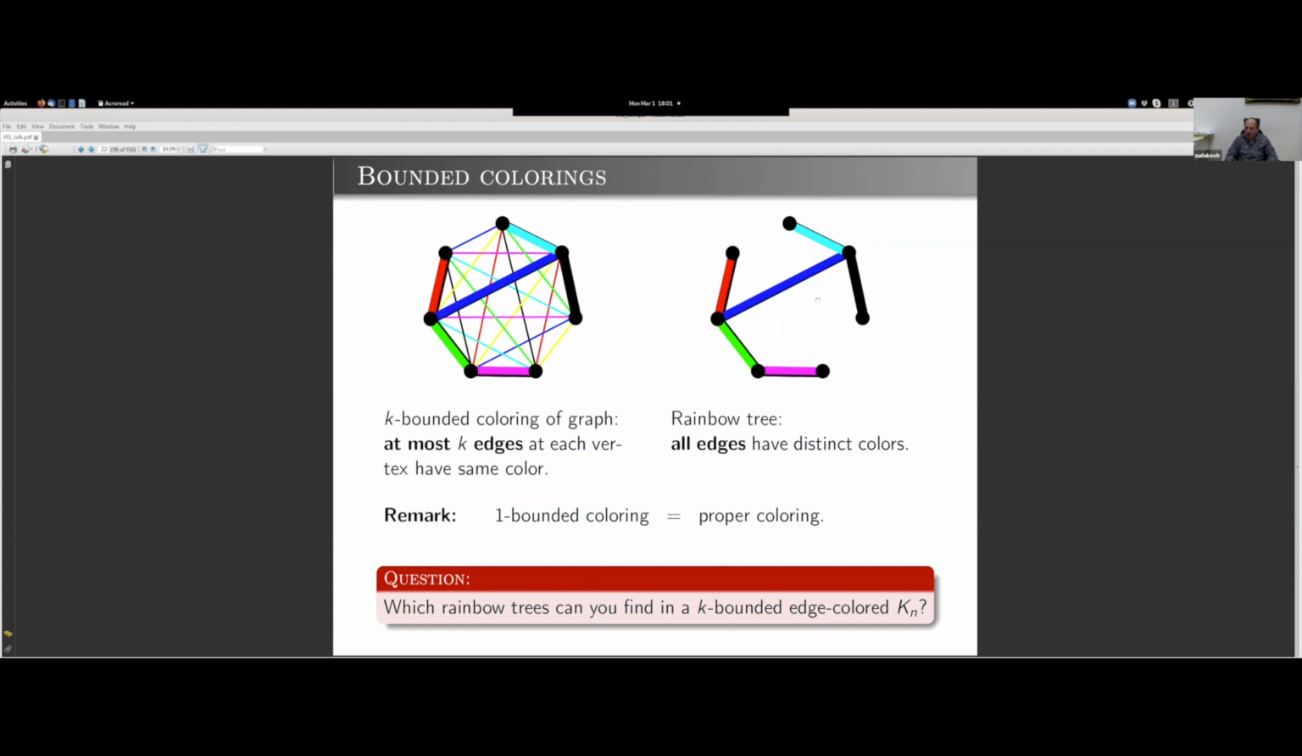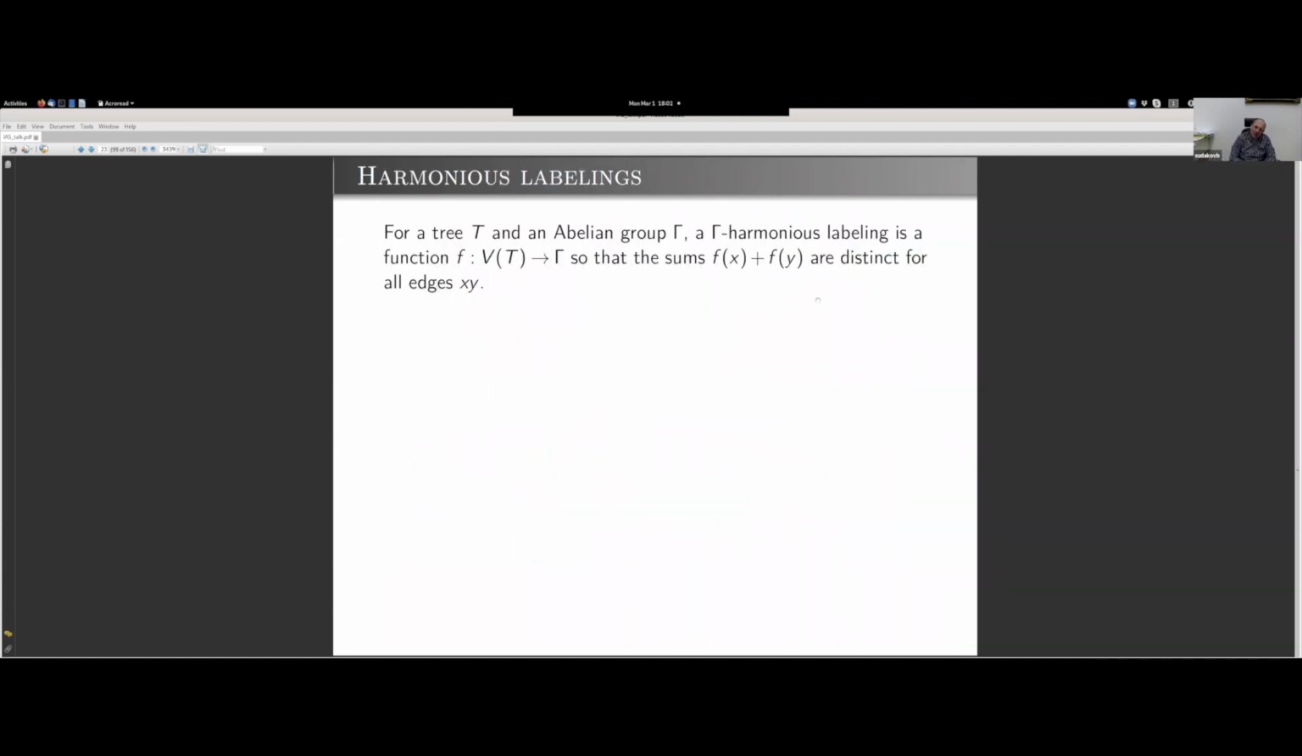Great. Any questions? Yes, this is precisely what I will try to achieve. But before I tell you what can be achieved, let me spice it up a little for you and explain why I would want to prove such a result. I'll give you three examples which I think are interesting. The first example comes from so-called harmonious labeling. Given a tree T and an abelian group gamma, a gamma-harmonious labeling is a labeling of the vertices of your tree such that when you add the values of the function over all the edges, you get distinct values.